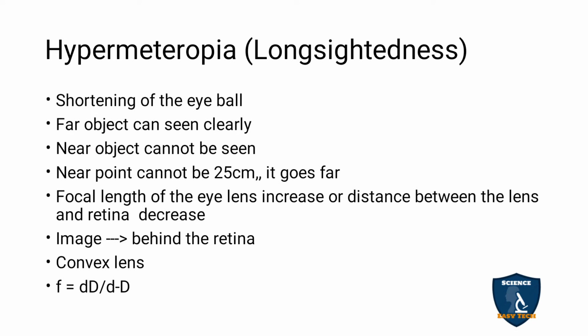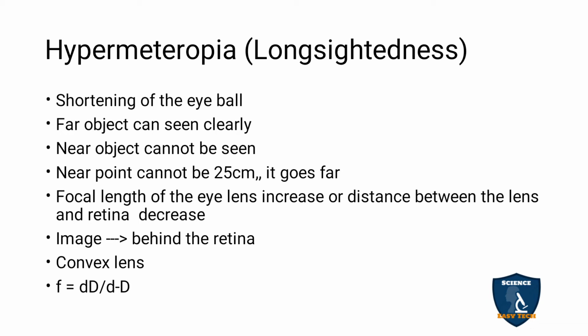Next, hypermetropia, longsightedness. It is just the opposite of myopia, shortsightedness. In myopia there is lengthening of the eyeball; here there is shortening of the eyeball. Here the far object can be seen clearly, but the near object cannot be seen. A normal person can see at 25 centimeters and beyond. But in hypermetropia, beyond 25 centimeters the person can see clearly, but an object at 25 centimeters distance cannot be seen clearly.